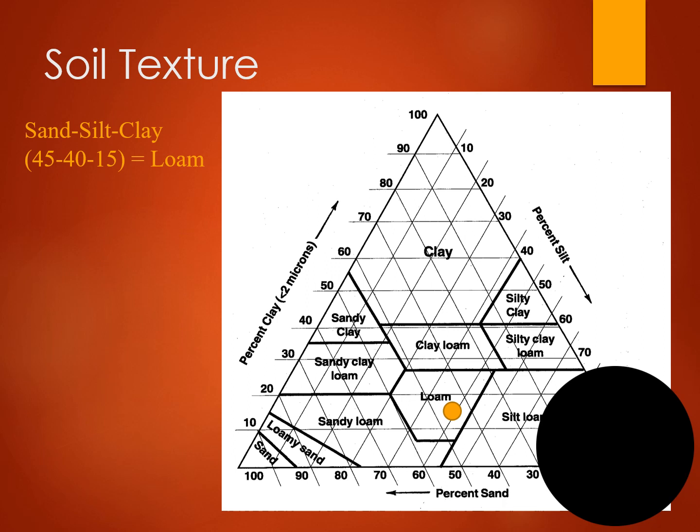Okay, and then 15% clay. So clay has its 0 down here and then it goes up. So here's 10 and here's 20. So we're going to go across here for 15. And where 15 meets up with 40% silt and 45% sand is right here where this orange bubble is in loam. So loam is our texture.